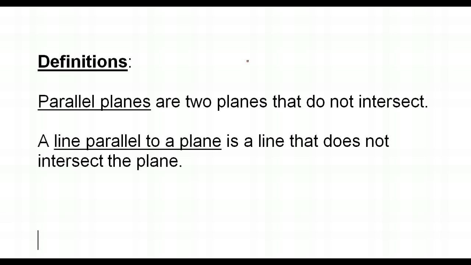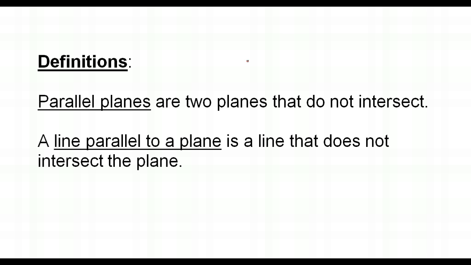A couple of definitions here. Parallel planes are two planes that do not intersect. Remember that when we had parallel lines that don't intersect, we had to give the caveat that the parallel lines had to be in the same plane. Otherwise we would get skew lines.